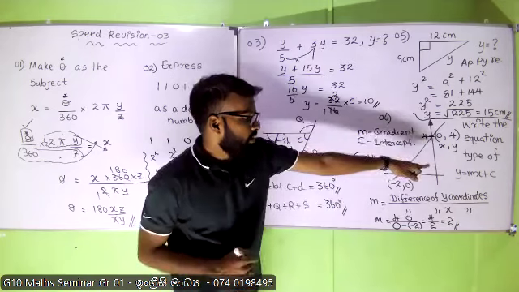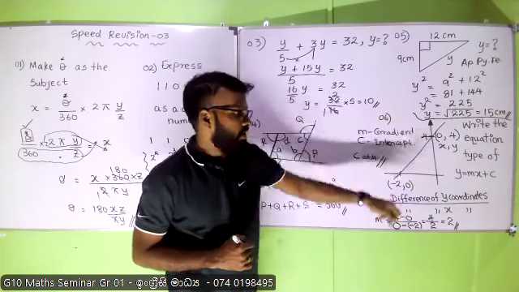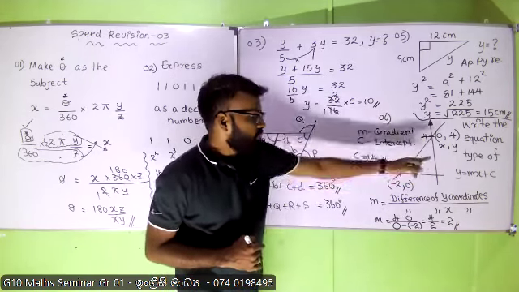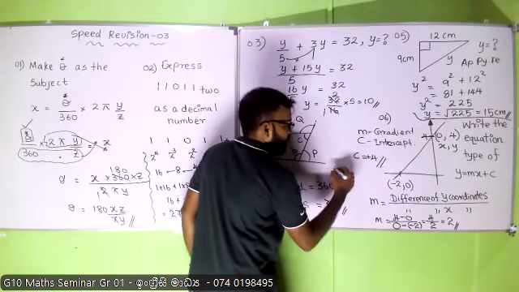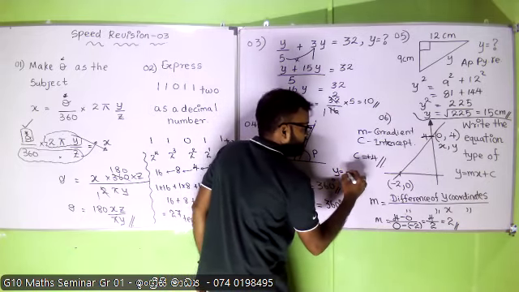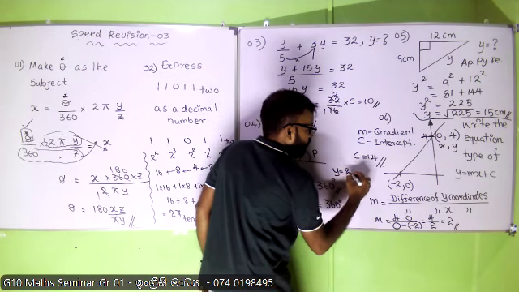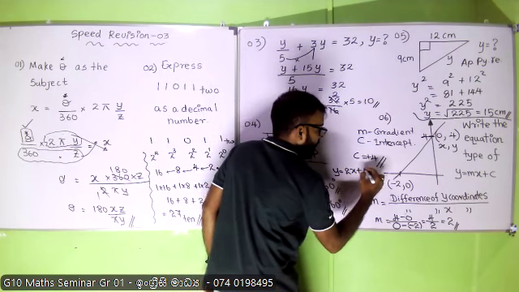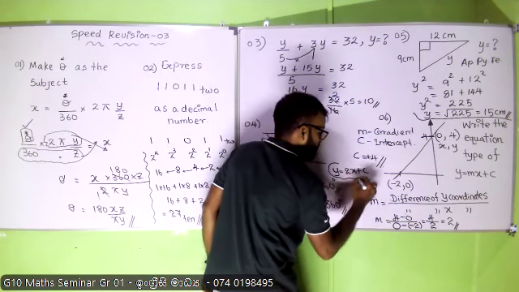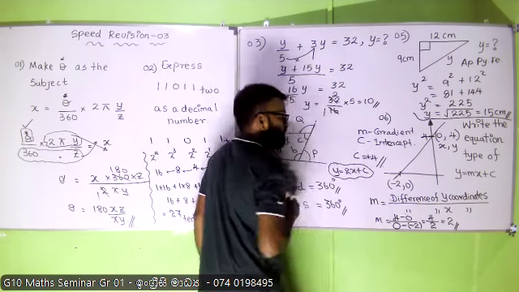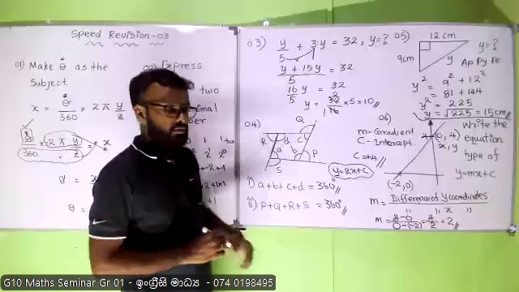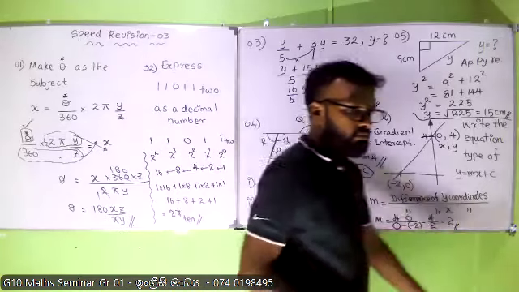So you can write y equals mx plus c, right? m is positive 2, c is positive 4. So you can write y equals 2x plus 4. This would be your answer for the sixth question. Right? Please write this.